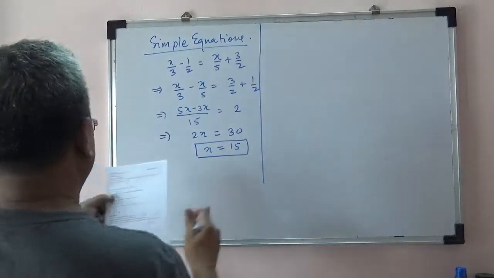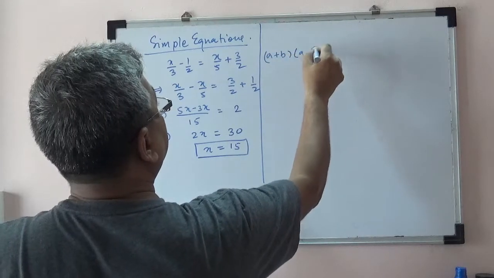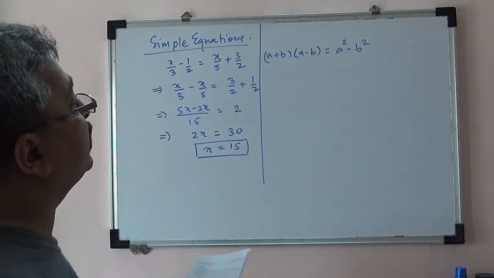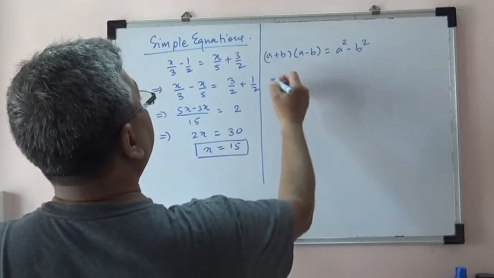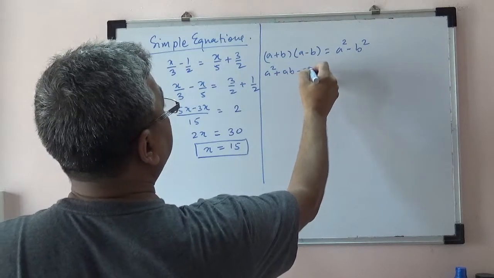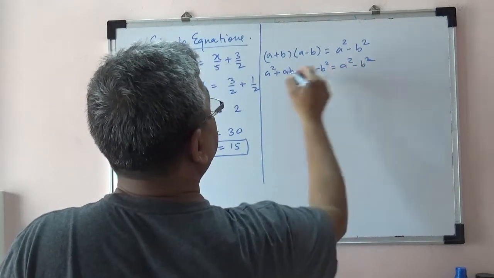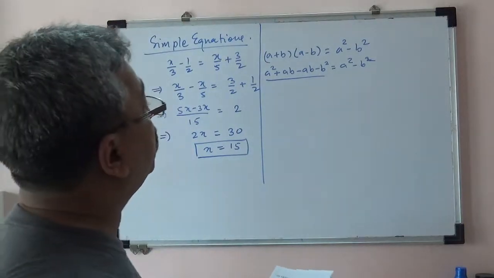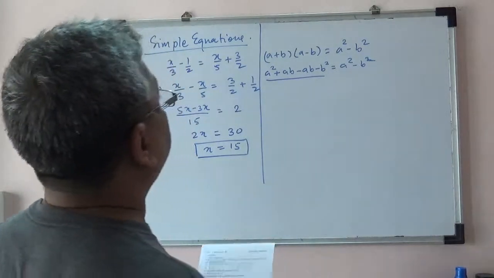In the second section we have factorization: a plus b into a minus b is equal to a square minus b square. Why does a square minus b square get factorized to a plus b into a minus b? Because a plus b into a minus b gives a square plus ab minus ab minus b square, which is a square minus b square. That is the reason why a plus b and a minus b get multiplied to a square minus b square, and why a square minus b square gets factorized to a plus b into a minus b.